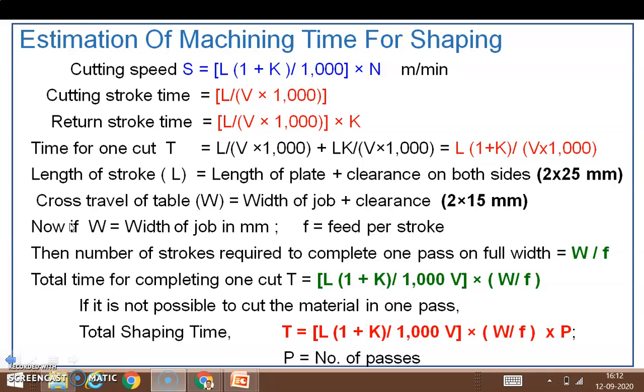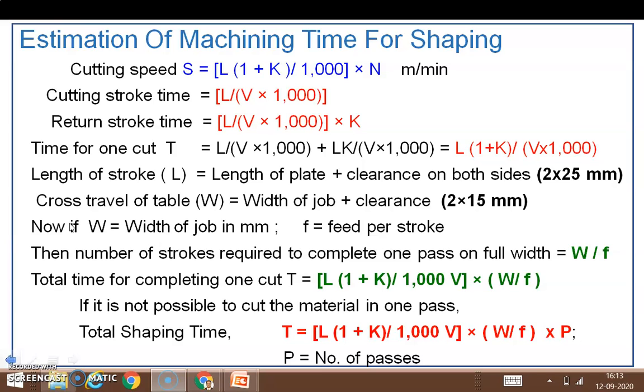So cutting stroke time equals length divided by V multiplied by 1000. Return stroke time is length divided by V multiplied by 1000, into K. K is the ratio of return stroke to cutting stroke. This will be less than 1, normally in the range of 0.5 to 0.8 or 0.7. Therefore the time for one cut T equals L by V multiplied by 1000, plus LK divided by V multiplied by 1000, which equals L into (1 plus K) divided by V into 1000. That is the time for one cut.